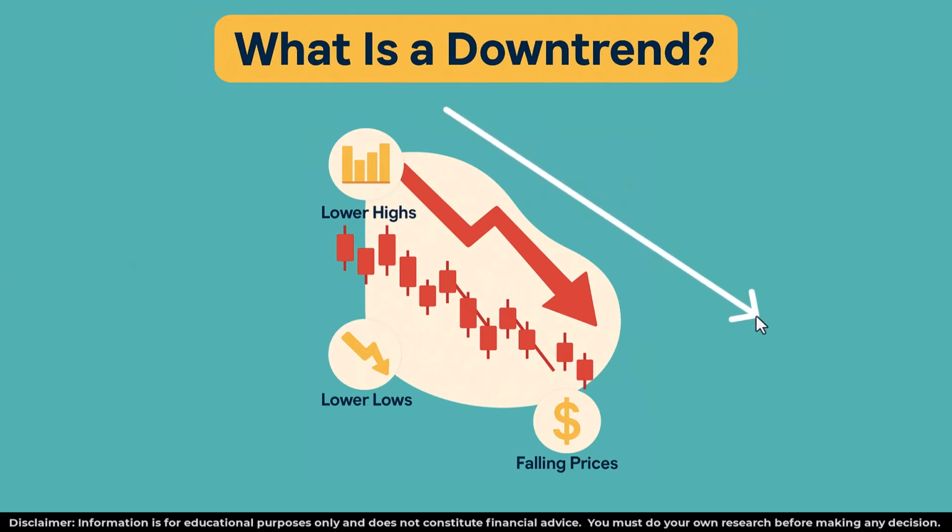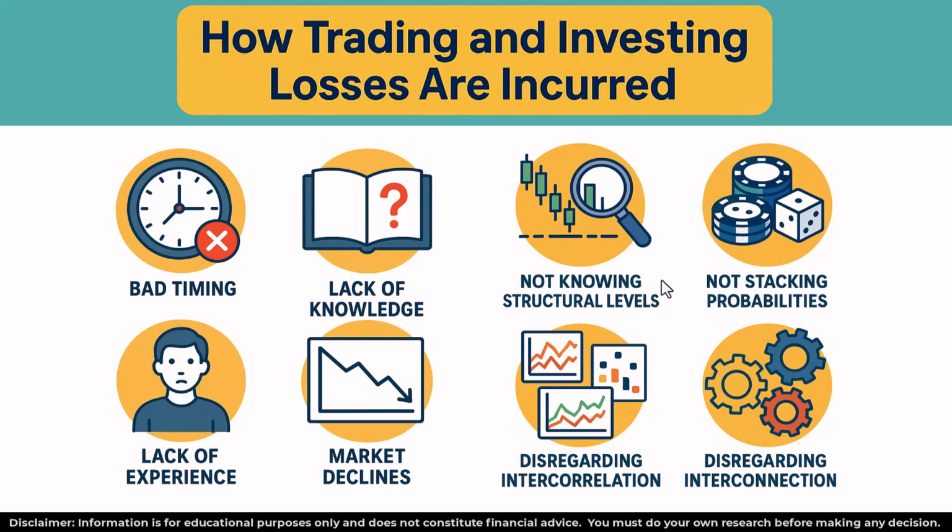A downtrend is where price comes, unfortunately, down. Prices are falling and price is making a series of lower highs. It's coming down and down and down. Losses aren't just numbers, they're emotional grenades. They trigger fear, guilt, shame, revenge trading, and self-doubt.